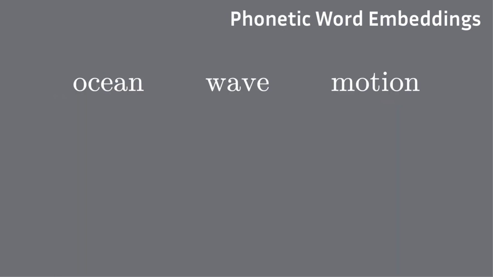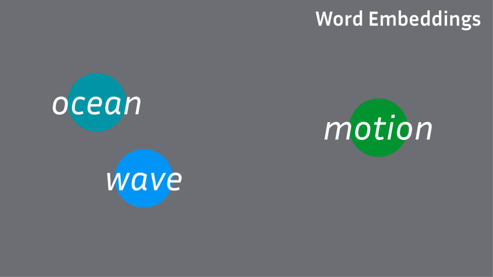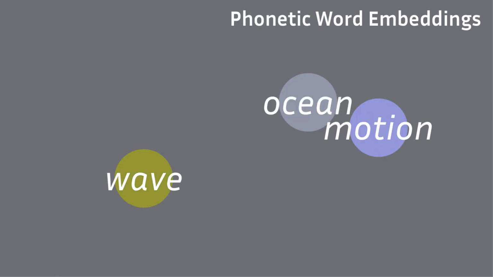Phonetic word embeddings are not that different. It is again a function f that transforms strings into vectors. However, instead of words being placed in a space based on their semantic meaning, they are placed based on their phonetic properties. In this case, for example, ocean is closer to motion than to wave, because the pronunciation of ocean and motion is very similar.